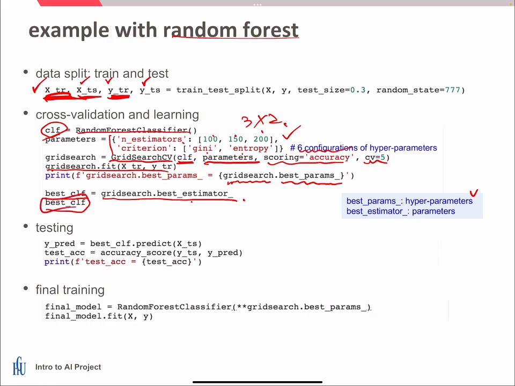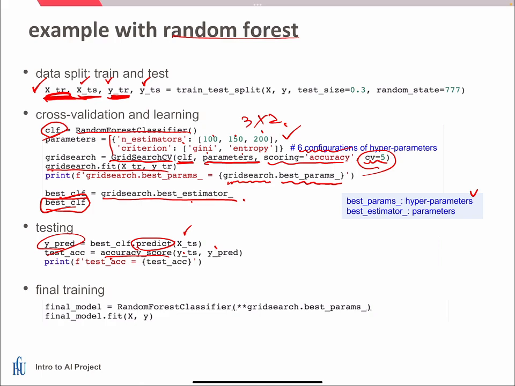And now we have a trained model, we can simply call predict and pass the new data samples, the test data samples. This is the output of this prediction. And then we can calculate the accuracy by calling this function, passing the target and the prediction. Okay. In this case, the best model is trained based on this 5-fold cross-validation.